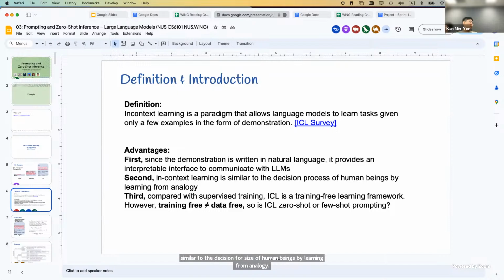This is quite similar to when you prepare for an exam. You learn the instructions, and you also read past year papers that serve as examples, as a demonstration. You use that as the demonstration, and you can better prepare for the real exams. And the third advantage is that compared with supervised training, ICL is a training-free learning framework. But here I want to mention that training-free doesn't equal data-free. You still require some data as examples so that you can perform ICL. But here I want to ask a question: do you think ICL is a zero-shot or few-shot learning process?